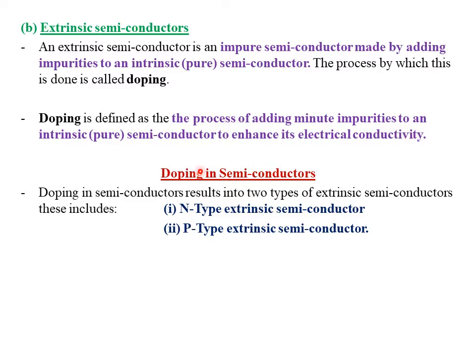Now, doping in semiconductors usually results in two types of extrinsic or impure semiconductors. One, we have what we call the N-type extrinsic semiconductor, and two, we have what we call the P-type extrinsic semiconductor. In the next slide, we are going to discuss these two types of extrinsic semiconductors.